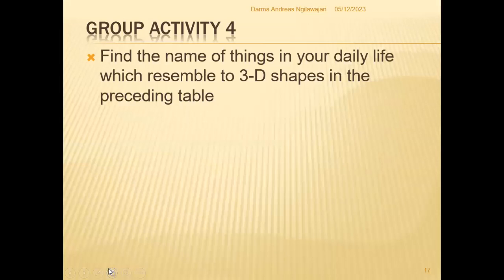Okay, now I think this one is group activity 4: find the names of things in your daily life which resemble the 3D shapes in the preceding table. Cari nama-nama benda dalam keseharian Anda yang menyerupai bentuk bangun ruang yang ada pada tabel di slide sebelumnya ya. Okay. I think it is about shape. I will continue with measurement. Saya lanjut dengan pengukuran ya, measurement.